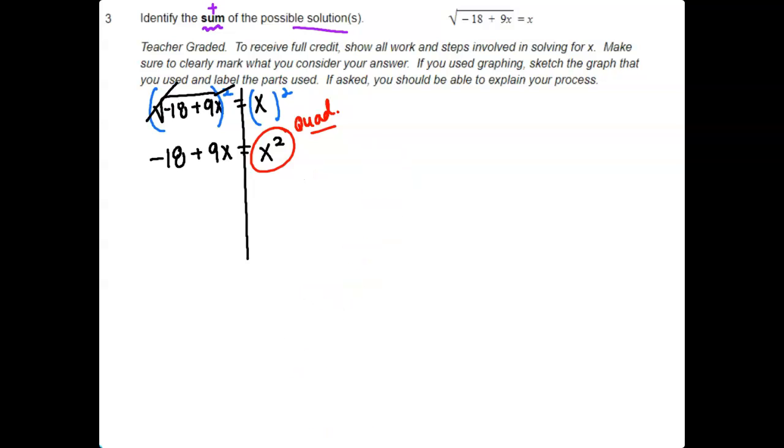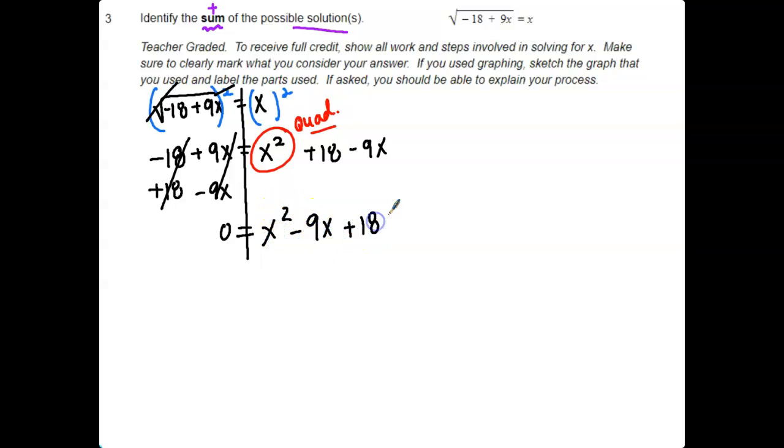If we're going to factor, or even if we did the quadratic formula, we would need to put this in standard form. I like it when my a is positive. So personally, I'm going to go ahead and add 18 and subtract 9x. 0 is equal to, I'm going to put these in order, x squared minus 9x plus 18. My a is 1, my b is -9, and our c is 18.